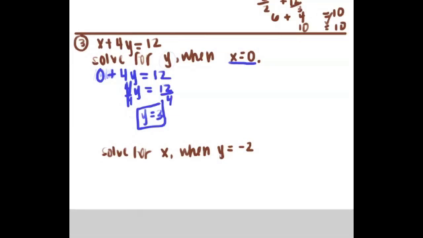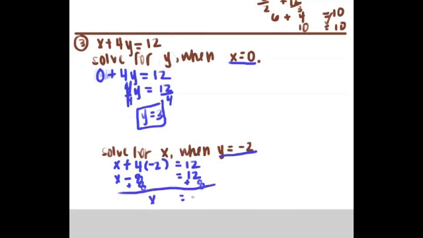Solve for x when y is negative 2. So this time they gave you that y is negative 2, and you're going to solve for x, so x stays as x this time. Plus 4 times negative 2 equals 12. And just solve this out. 4 times negative 2 is going to give me negative 8 equals 12. Get rid of this negative 8 so I can get x by itself. So I'm going to add 8, and I'm going to add 8. So x equals 20. Okay, so that's another way that they could show you how to do these problems.